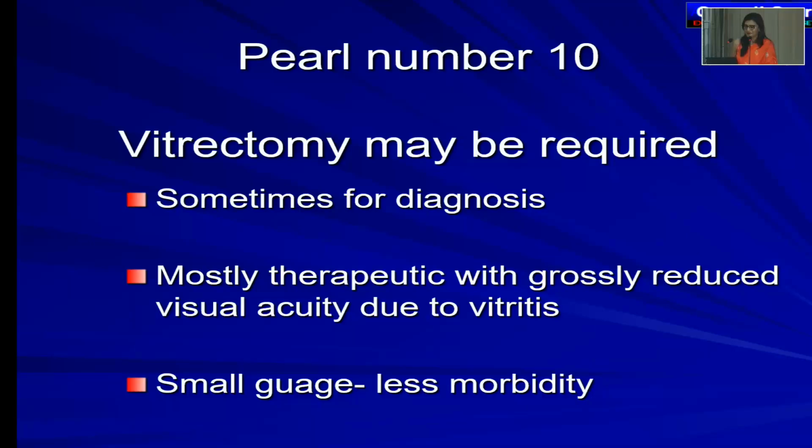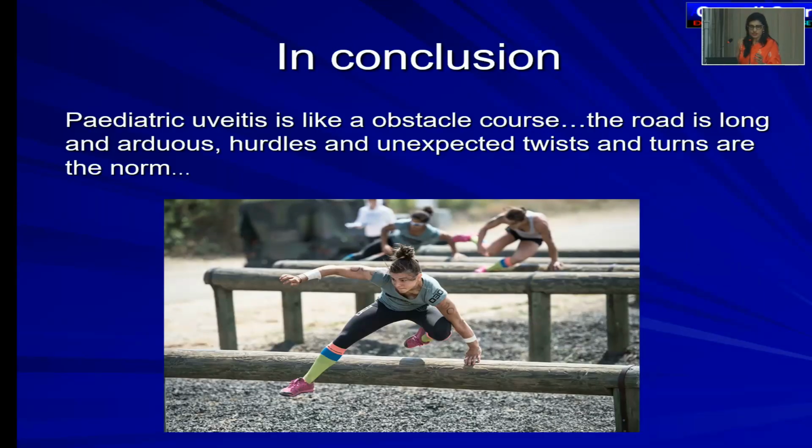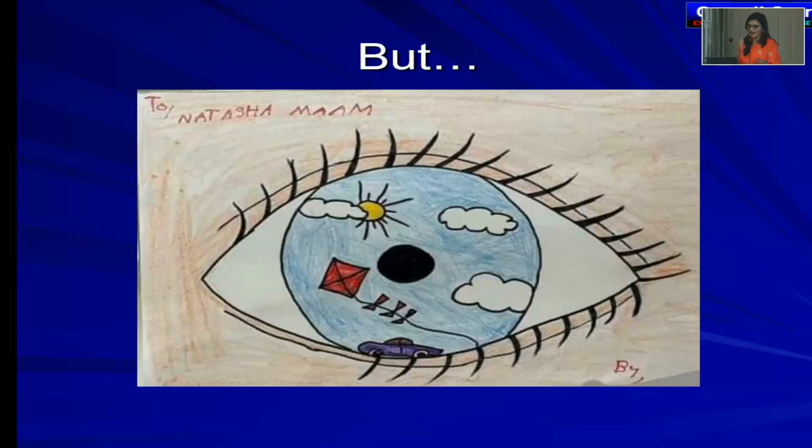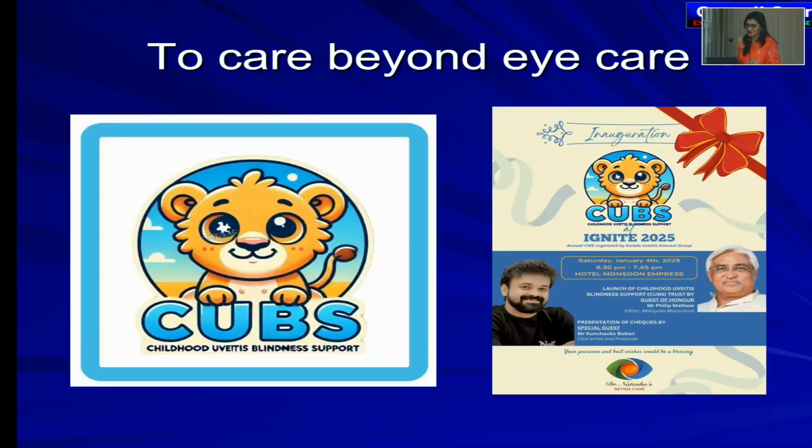So sometimes you need vitrectomy, sometimes for diagnosis, mostly therapeutic when you have vitritis, and severe vitritis that is not going away with your steroids. And because of the small gauge, now there is less morbidity, so you can still consider it even in children. So in conclusion, pediatric uveitis is like an obstacle course. It has a lot of twists and turns in the journey, but it's a very rewarding specialty because you're saving the eyes of these children.